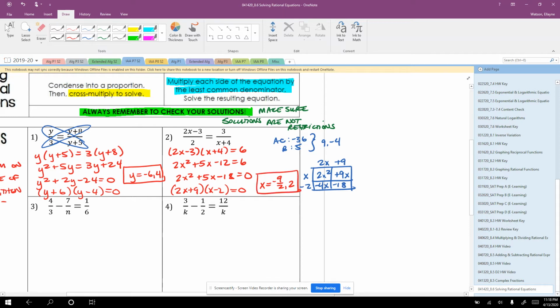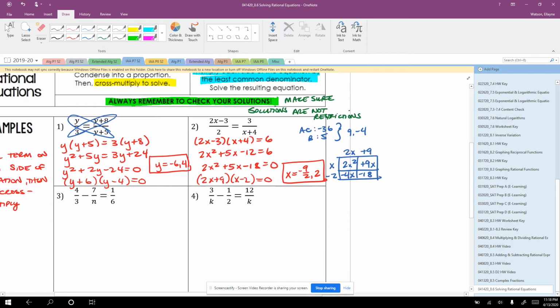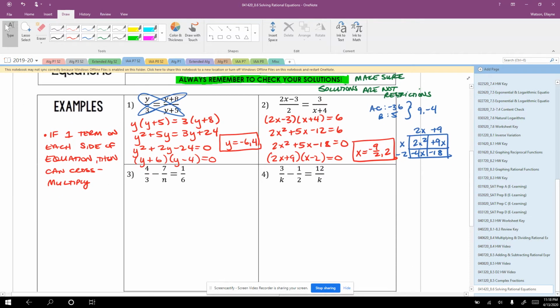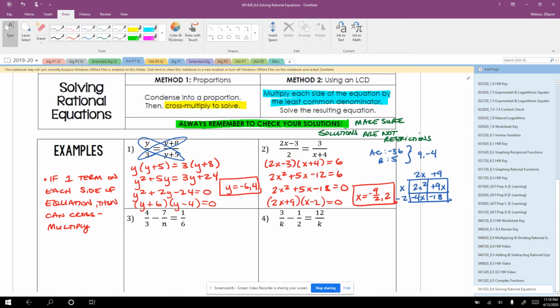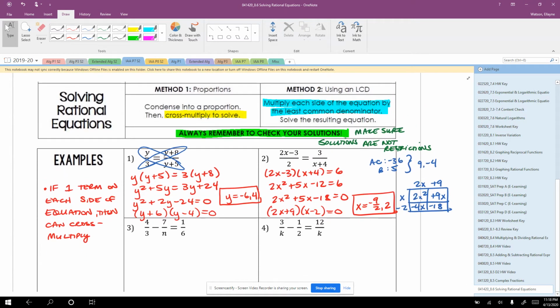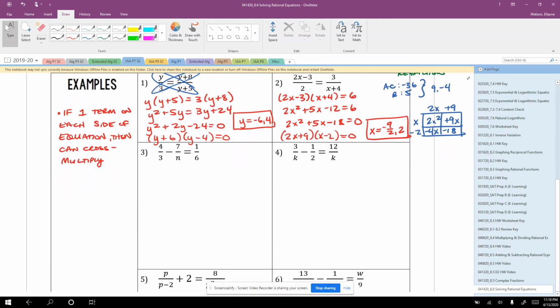Okay, and again, I'm saying they work because when you plug negative 9 halves in, it does not make either denominator equal 0. If you plug in 2 for x, it does not make either denominator equal 0. Okay, now what happens when we have more than one term? Okay, so both of those problems we used method 1. What happens if you have more than one term? So if more than one term on either side, so it could be either or both, use the LCD method.